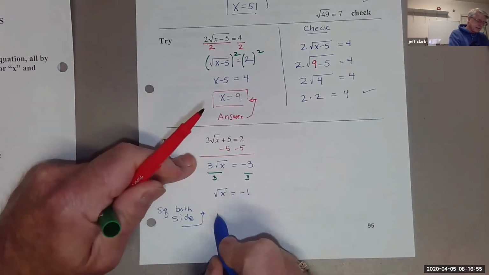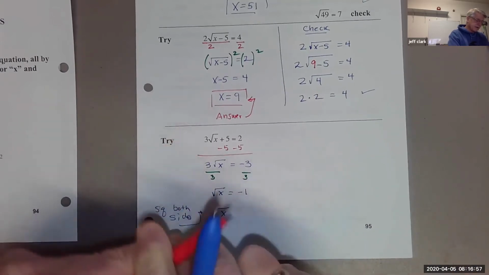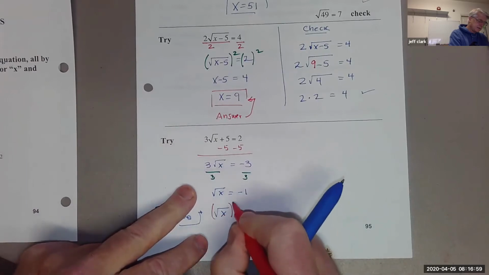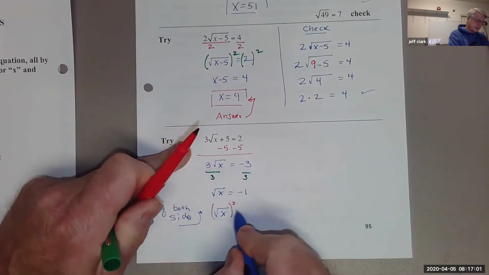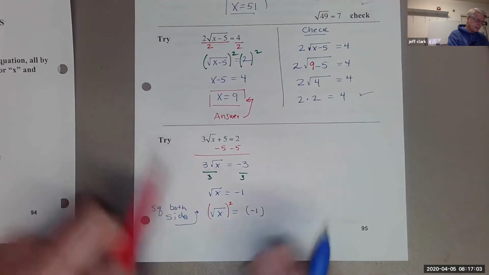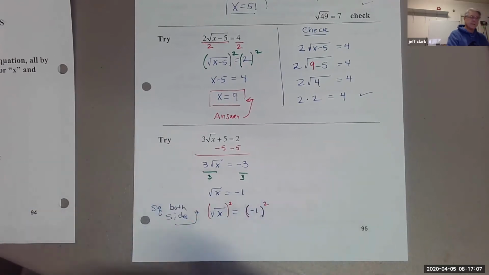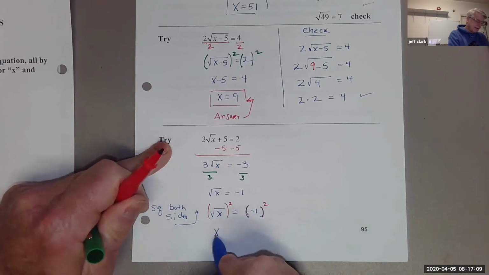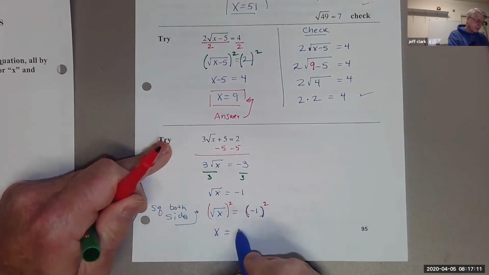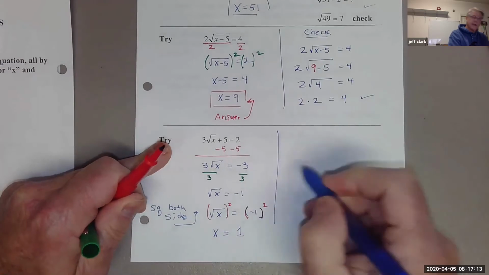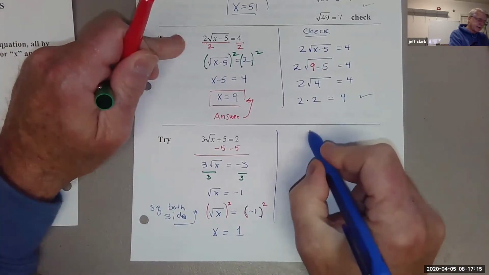That means I'll take square root of x, square it, -1, square it, leaving you x here. Now -1 squared is 1, and you better check. Here's your check.